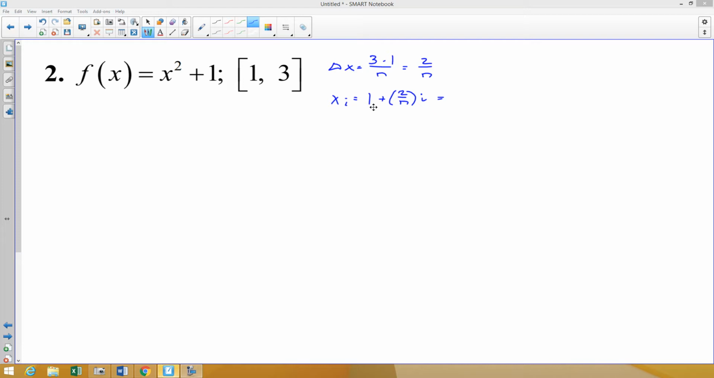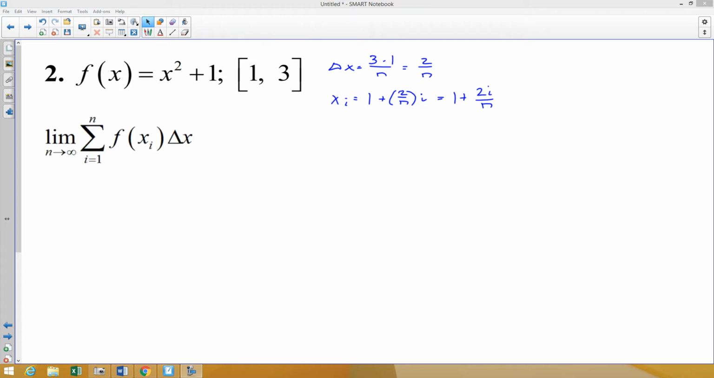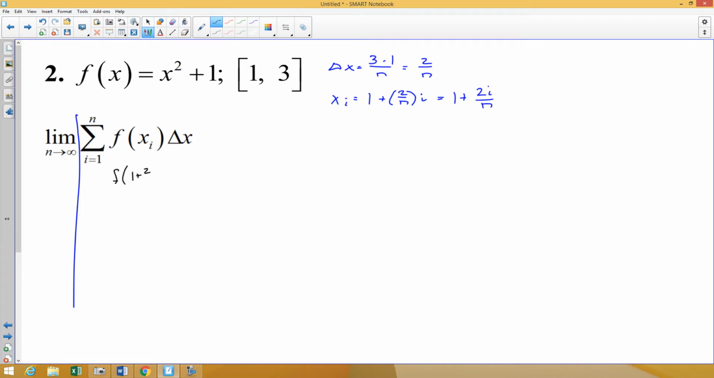So my x sub i turns into 1 plus 2i over n, and those are what we're going to plug into the general formula, which is this. There it is, magically appearing. So plug those things in. f of x sub i, so that's f of all of this stuff, 1 plus 2i over n, times 2 over n. And then we're doing the sum of that as i goes from 1 to n.